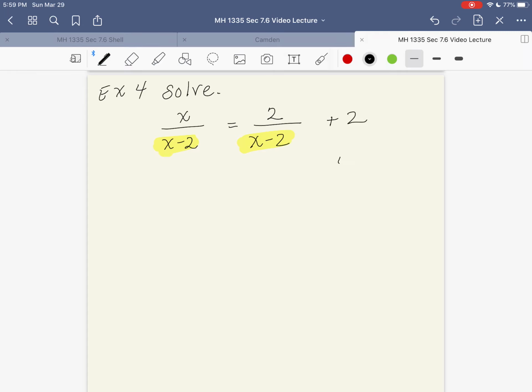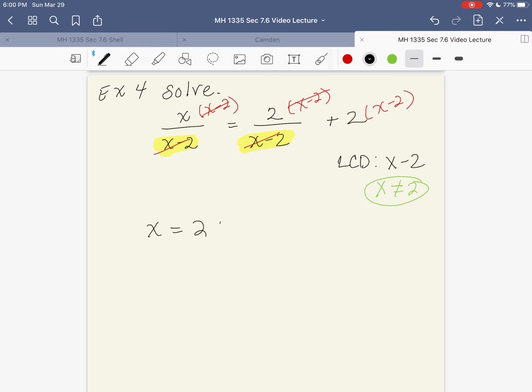So the LCD is x minus 2, and we know that x cannot equal 2. So let's go ahead and solve it by multiplying every term by the LCD. And of course, x minus 2 would cancel out. So that's x is equal to 2 plus 2 times the quantity x minus 2. And distribute, x is equal to 2 plus 2x minus 4.